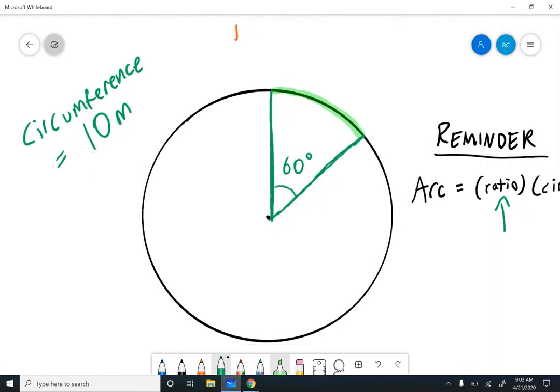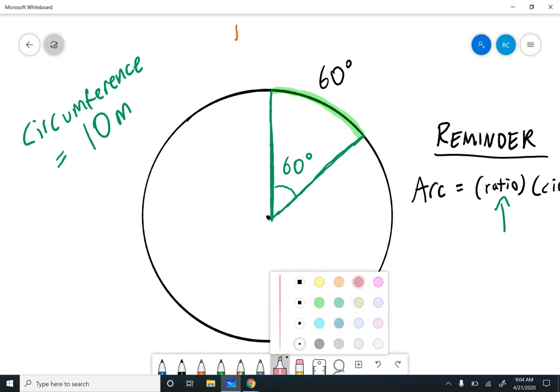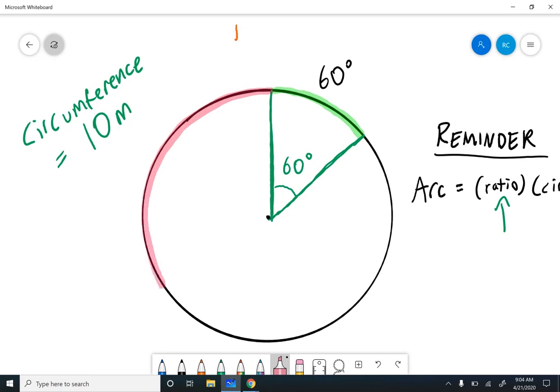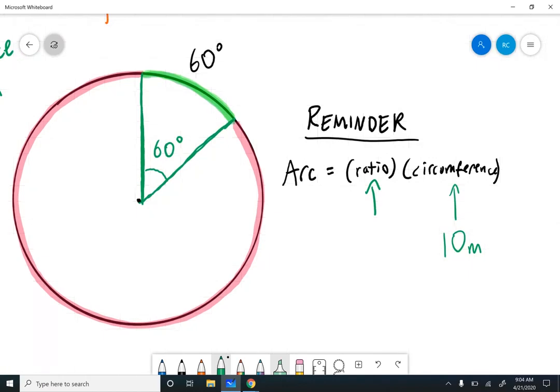Well, this angle is a 60-degree angle. From earlier videos and earlier exercises, you should know that that also means that this arc is a 60-degree arc. And think about this. If the whole circle has 360 degrees in it, and our arc has 60 degrees in it, what fraction of the circle are we looking at? Well, when you're coming up with these fractions, these ratios, you take the amount that you have, 60 degrees, and you divide it by the total amount of whatever it is, in this case, 360 degrees.